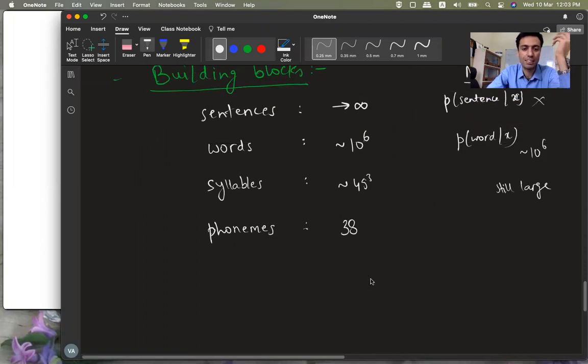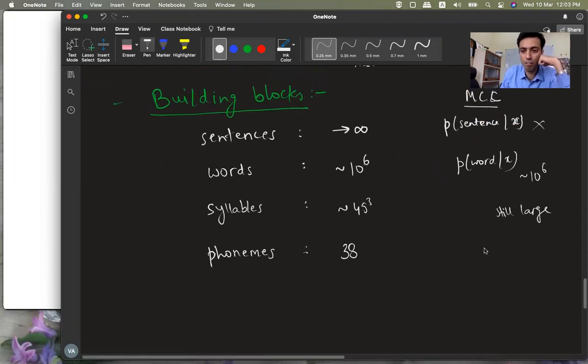So the number of phonemes is, let's say, 38. This looks like a manageable figure, right? If I want to model the probability of a phoneme given x, this is of the order of 38, or let's say 39 with silence also. So this is a manageable number, and that's what people generally deal with. People generally say, okay, let us take phonemes.